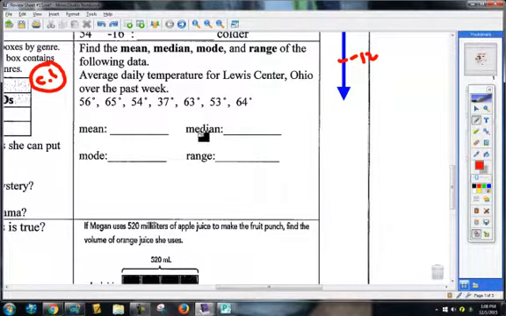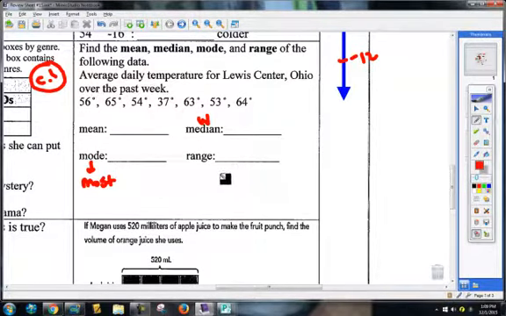Median, you're going to need some work on that one. That's the one you're going to have to list them least to greatest, and then you're going to cross off the smallest, the biggest, smallest, biggest until you get to the middle. Okay. Mode, remember, is the most occurring number, so it's the number that occurs most often. Okay. And it is possible to have no mode. You don't have to have a mode for every set of numbers. Okay.